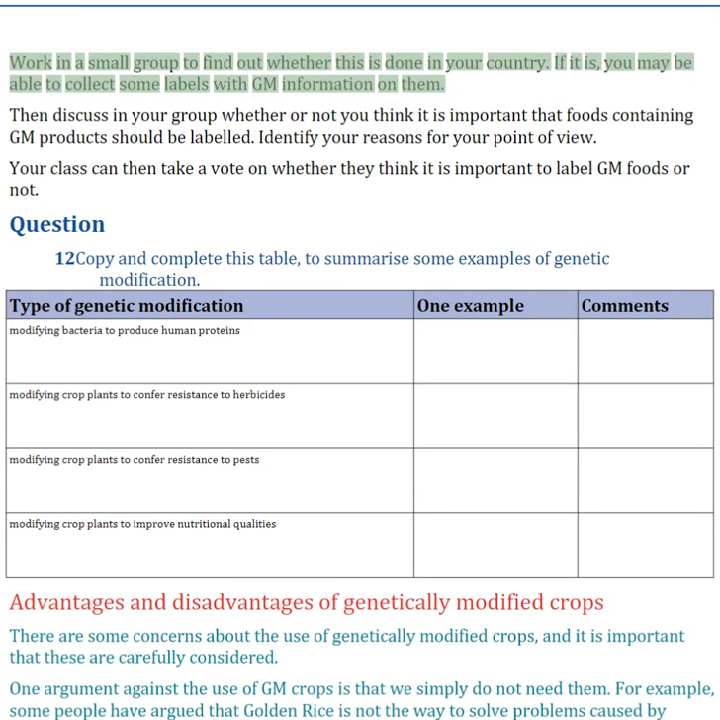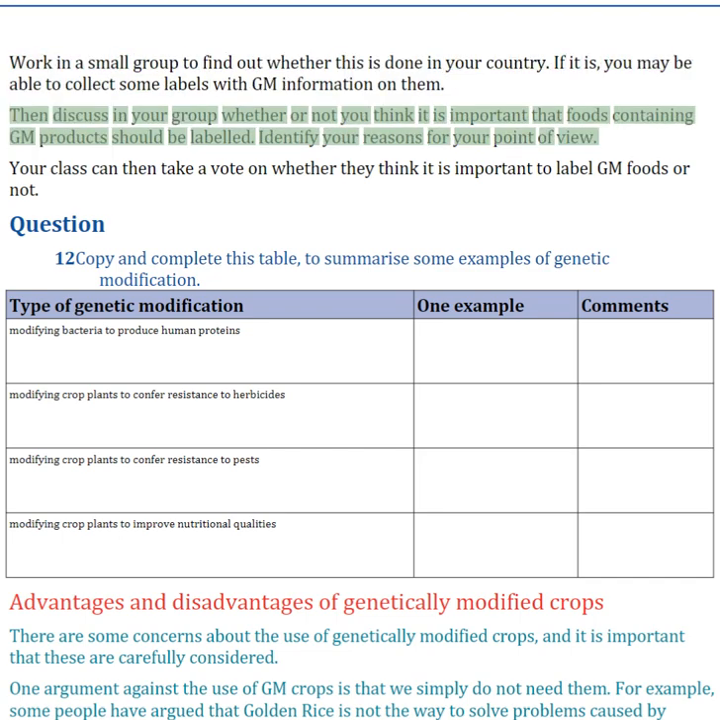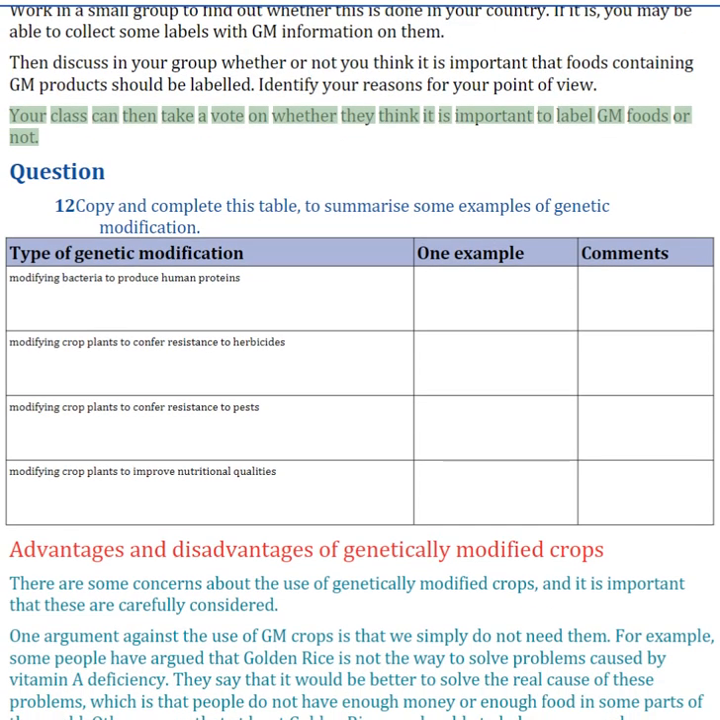Work in a small group to find out whether this is done in your country. If it is, you may be able to collect some labels with GM information on them. Then discuss in your group whether or not you think it is important that foods containing GM products should be labeled. Identify your reasons for your point of view. Your class can then take a vote on whether they think it is important to label GM foods or not.